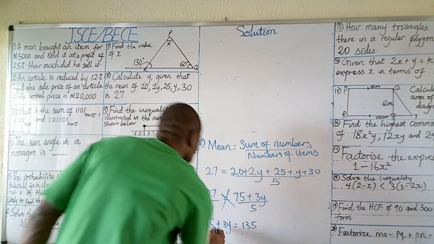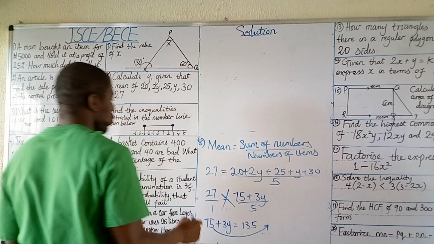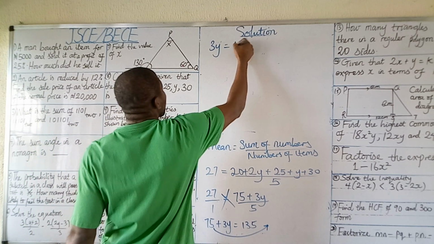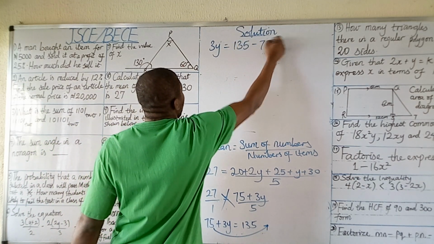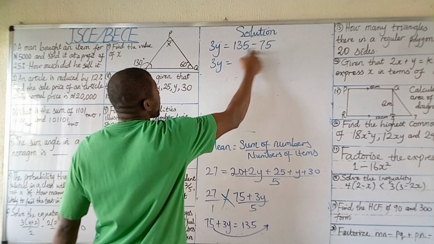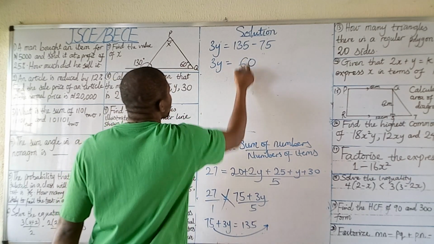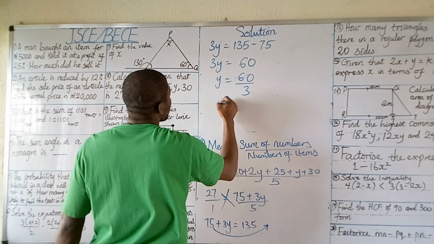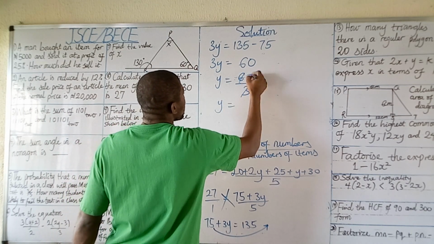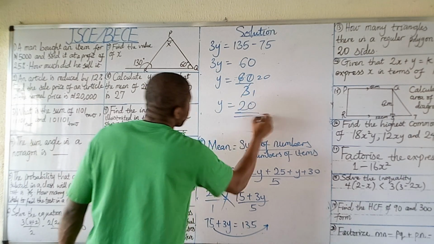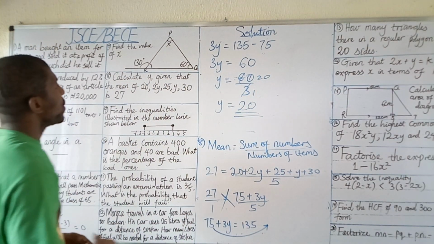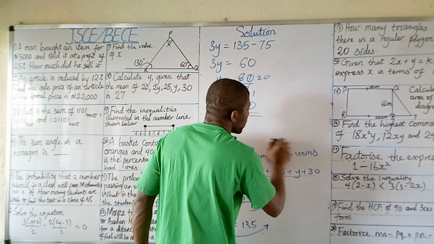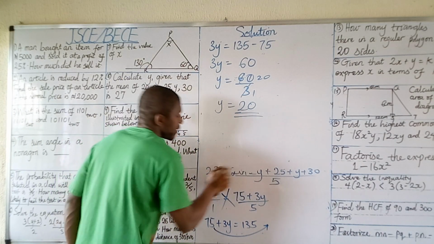Now before that, let me transpose 75 over here. What will it give me now? 3y is equal to 135 minus 75, so 3y is equal to 60. Then y is 60 divided by 3. The value of y is 20. So that's solved. We are done with question 8, and our answer is y equal to 20.